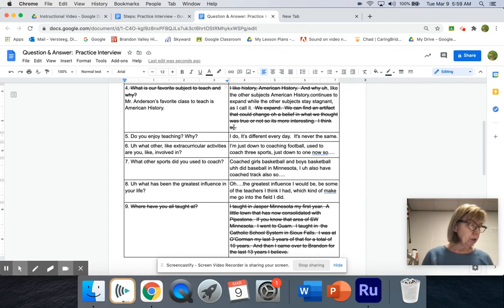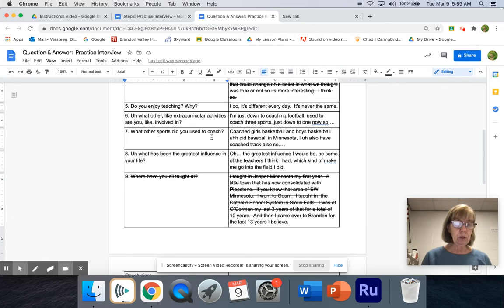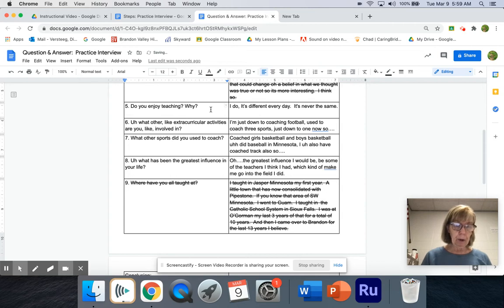So then moving on to question number 5, we asked him, do you enjoy teaching and why? He says, I do. It's different every day. It's never the same. Okay? And so what we want to do is we have what we call here a little bit of a problem. He gave us a really, really short answer. And so what we're going to do is add our narrator part, okay? And it's going to go like this.